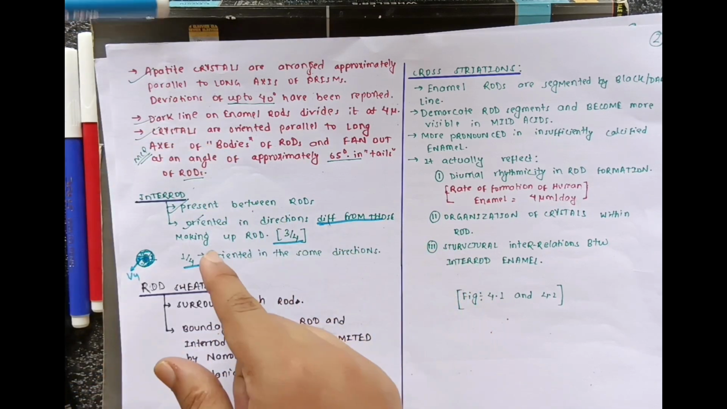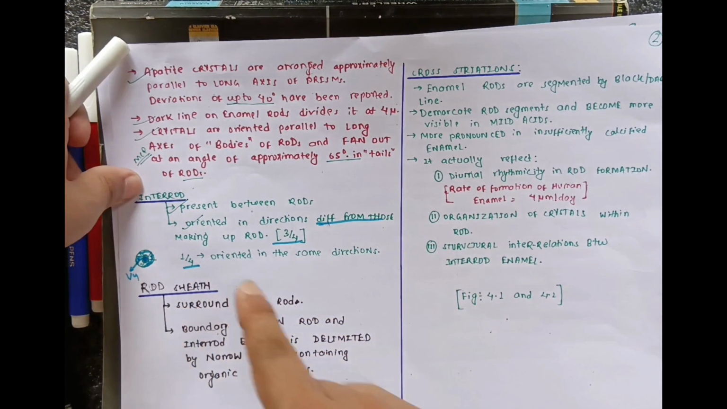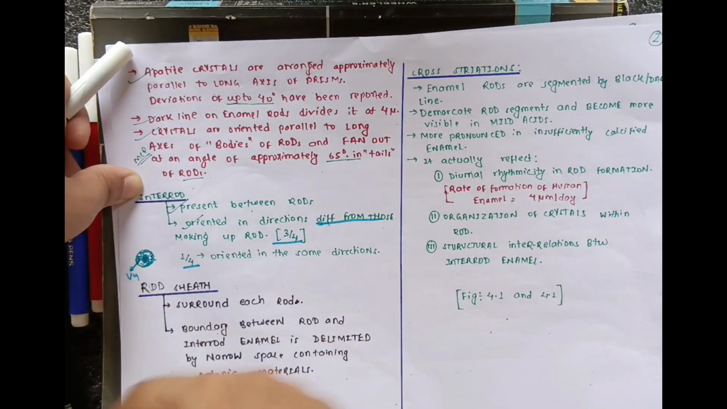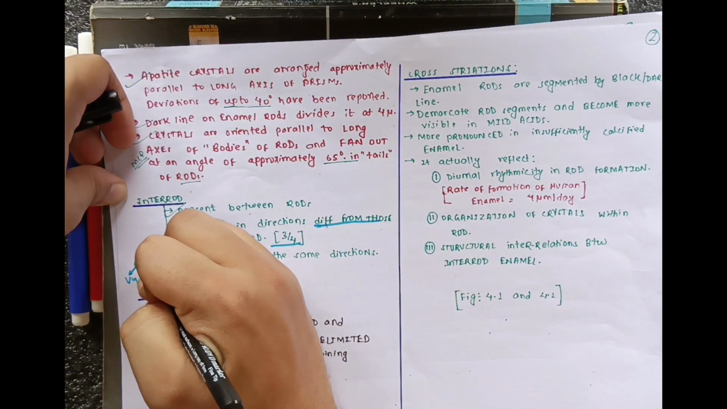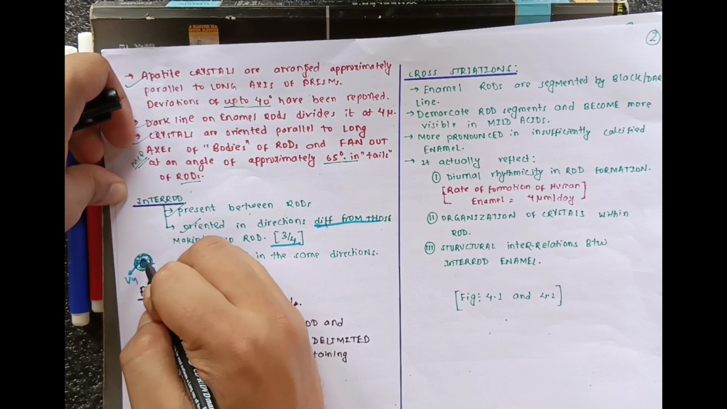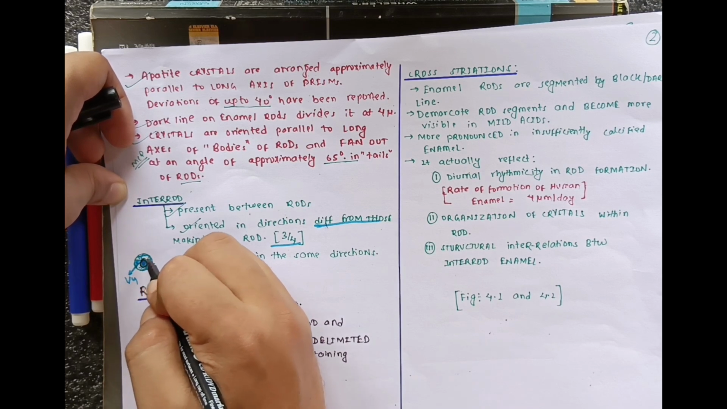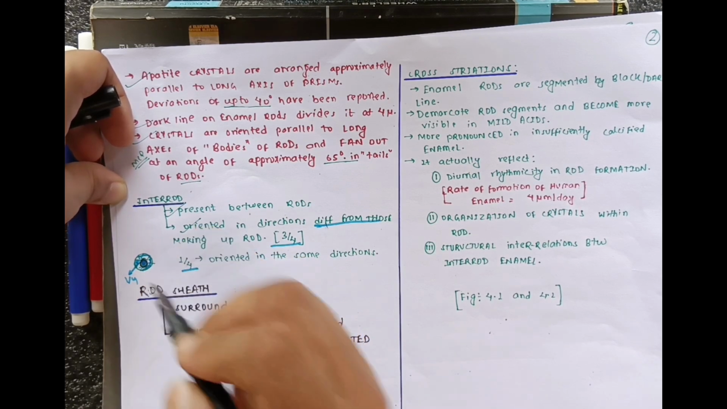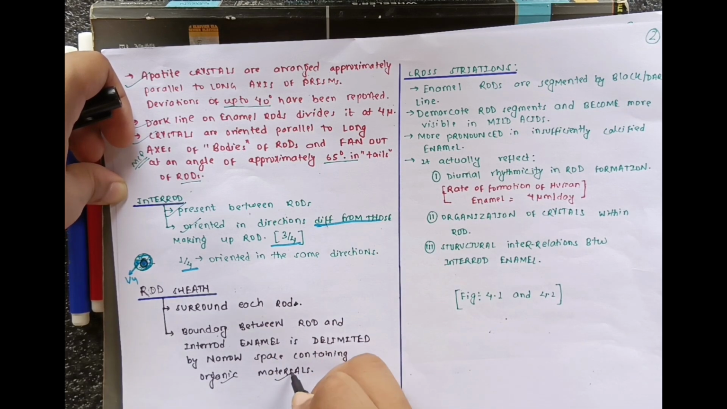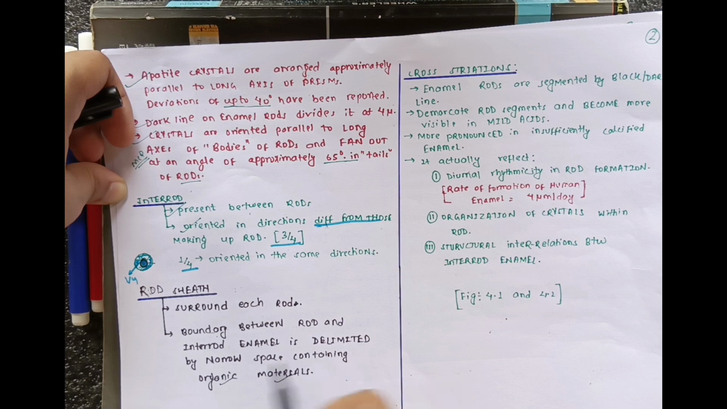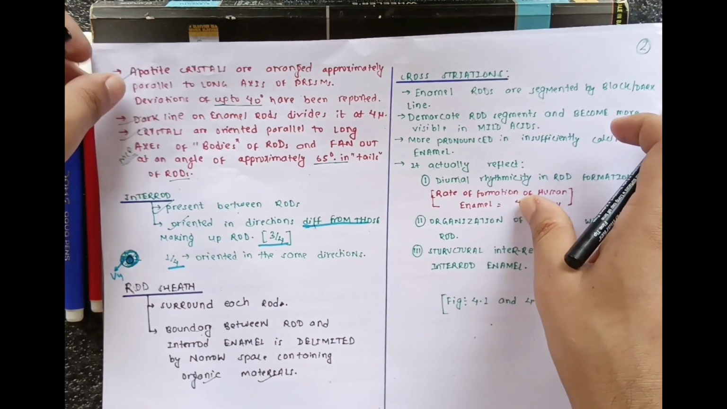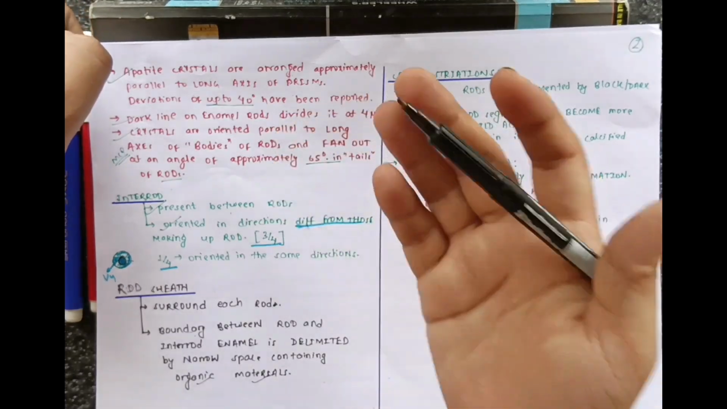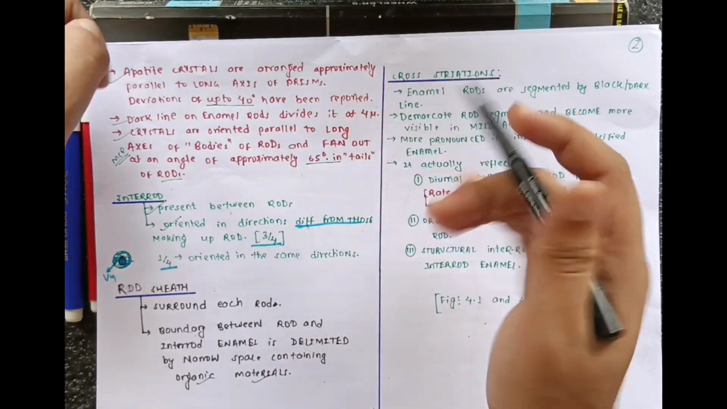After that, I have written the rod sheath. So rod sheath is primarily organic material that surrounds the rod. Let me show you this by black color. If this is the rod, the rod is surrounded by this black color, and then after that there is the interrod. So this black color is primarily the organic material. It surrounds each rod, and the boundary between the rod and the interrod enamel is delimited by a narrow space containing the organic material. So we have completed the ultrastructure that consists of rod, interrod and the rod sheath.